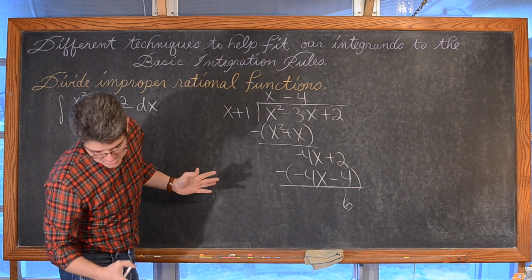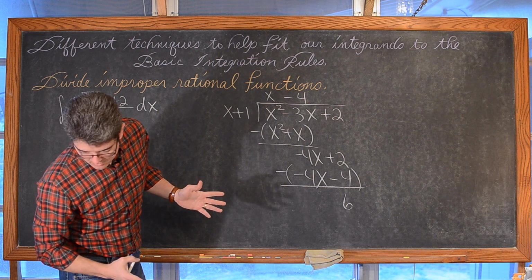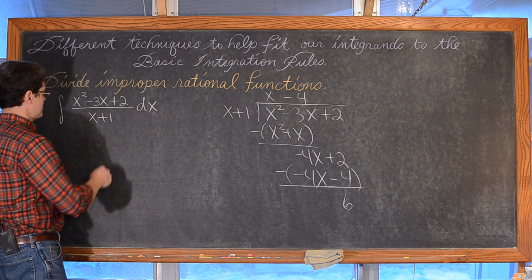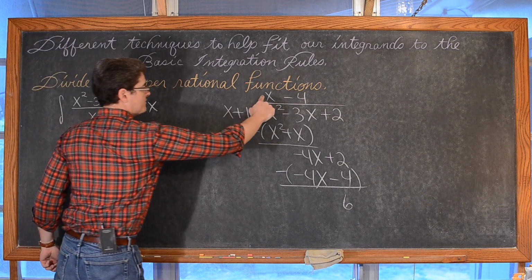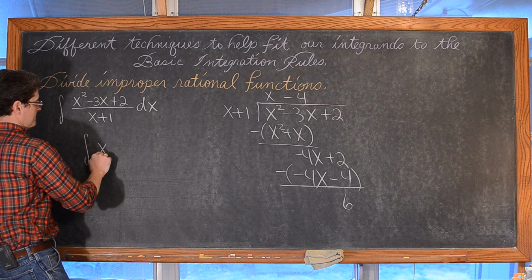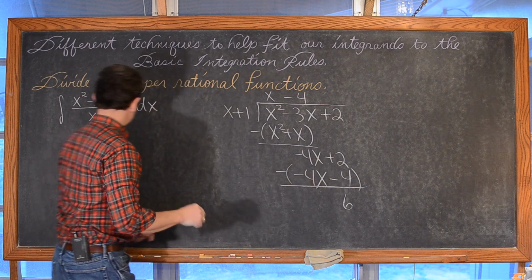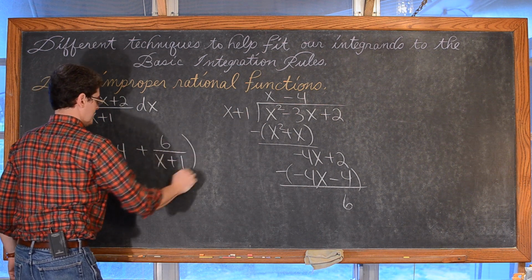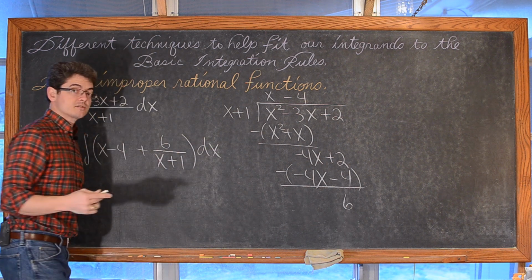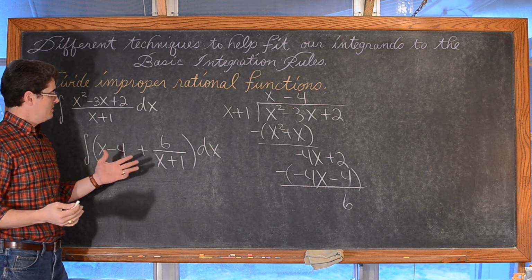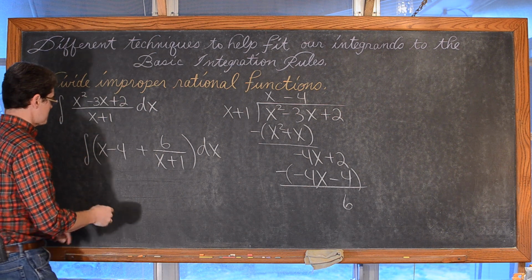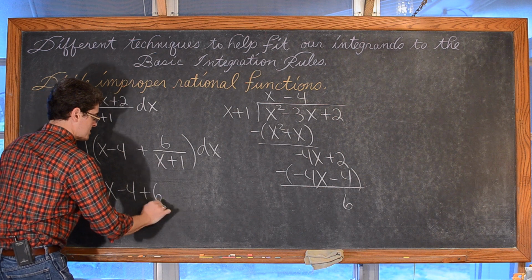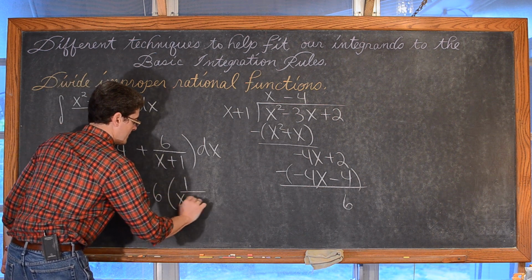And if I haven't made any mistakes, okay, there we go. Then I can rewrite this expression as the indefinite integral of x minus 4, a remainder of 6, over x plus 1 dx. Now, actually, let me go ahead and do this. Let me rewrite that 6 out front. The indefinite integral of x minus 4 plus 6 times 1 over x plus 1.